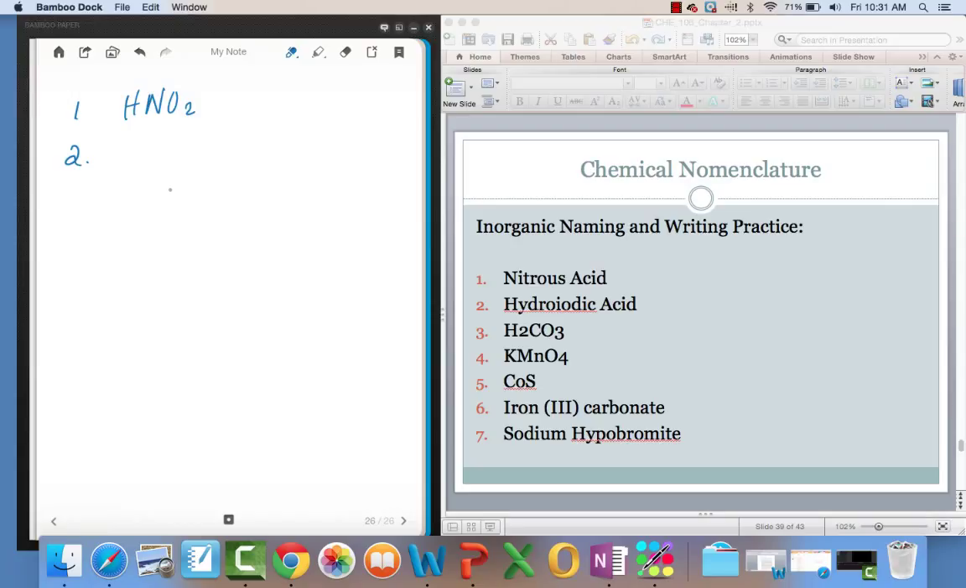Number 2, hydroiodic. This tells us it's a binary acid because it starts with hydro. So we know that we have an H, and iodic came from iodine. So H is +1, I is -1, it's simply HI.